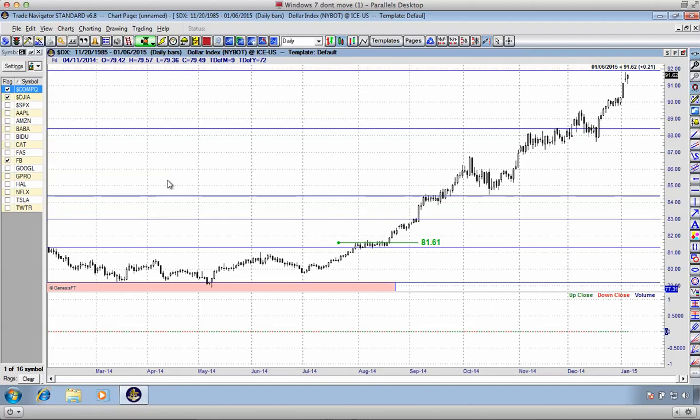So this is a chart of the US dollar index, right? As you can see on the right hand side of my screen, we have seen a pretty rapid ascension, or an appreciation, in the price of the US dollar relative to the basket of currencies which it trades against.